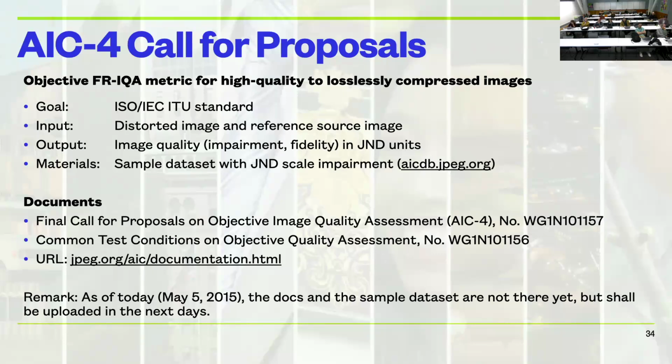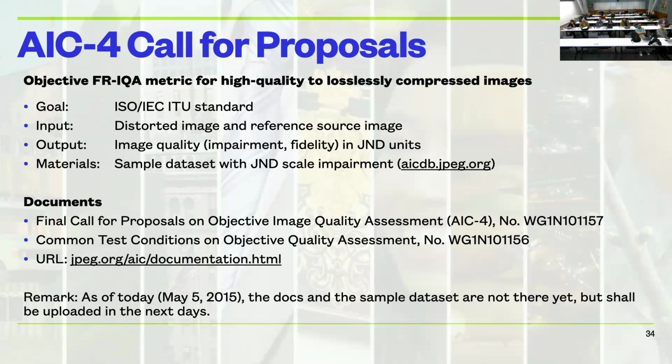So we now have the subjective data, and the next challenge would be, can you design a metric that would predict the results that we have from the subjective experiments? So we give out the subjective experiment results and the images, and people can train their metrics on it and submit a solution. That should eventually end up in an ISO IEC ITU standard. So the input there would be a distorted image and a reference image, and the output should be the image quality in terms of impairment of fidelity in JND units.